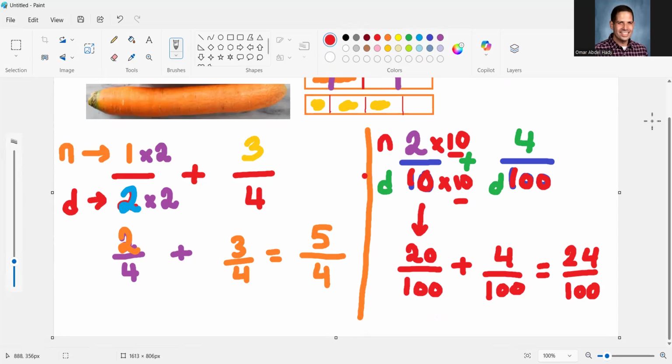Remember that fractions are wholes that are divided. Fractions are a whole that is broken and divided into parts. The denominator is the division, and the numerator is how many pieces are available.